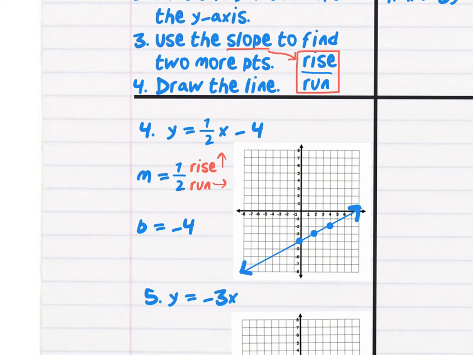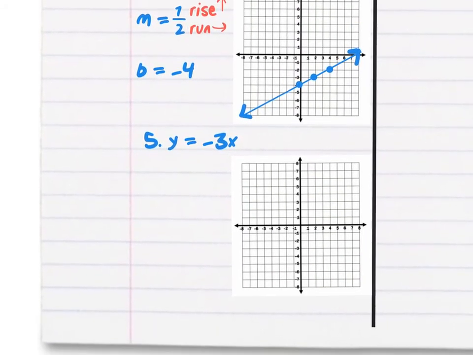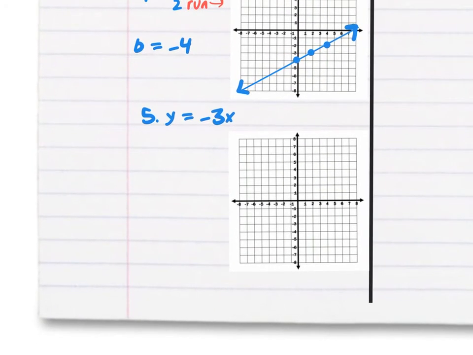Okay, problem 5 is y equals -3x. So first let's identify the slope and the y-intercept. The slope is -3 and the y-intercept is 0 because we add plus 0. Now we're going to plot our first point. Our first point is going to be at the y-intercept at 0. So here's the y-axis. So at 0 here will be our first point of our line.